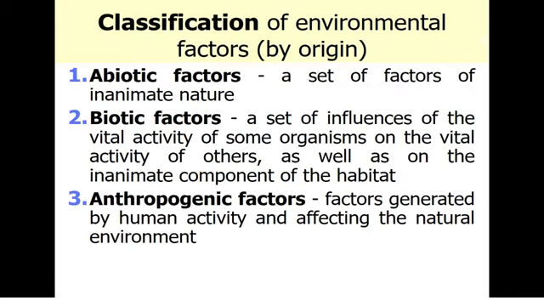In this slide, you can see the classification of environmental factors. There is very important information on the slide for your knowledge. And I say to you, remember and write this information because it is the first question in the exam. And we can see three types of factors: abiotic, biotic and anthropogenic. What does abiotic mean? A set of factors of inanimate nature.